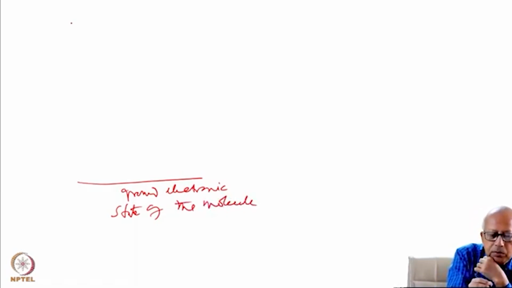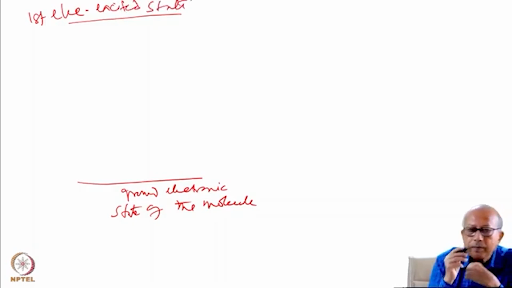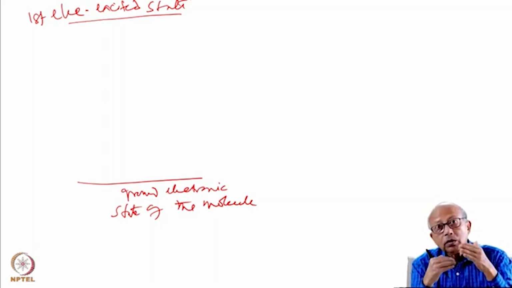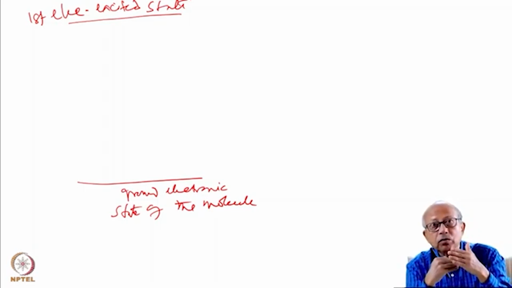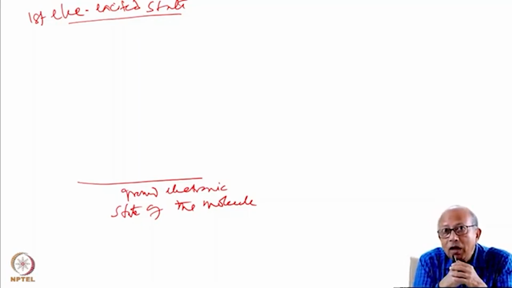And this is, suppose, the first electronic excited state of the molecule. Now the molecule is also vibrating. The atoms constituting a molecule are vibrating. What is the vibrational energy? The vibrational energy is also quantized.